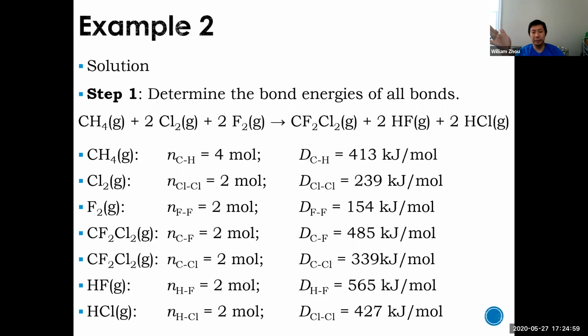HF, there's 2 moles of HF, and that means there are 2 HF bonds, so 2 moles, and that is 565 kilojoules per mole. And finally, HCl, again, 2 moles of HCl for 2 moles of H-Cl bonds. And the H-Cl bond, that's a typo, will be 472 kilojoules per mole. That takes quite a while to just list out. You've got to flip back and forth, look on the table. Yes, this is very annoying. But once you get here, you can put all of these numbers into your equation.